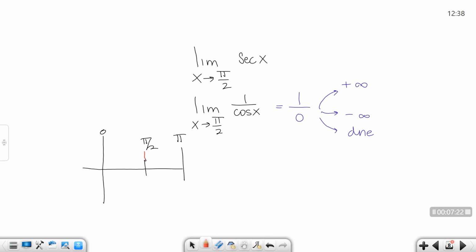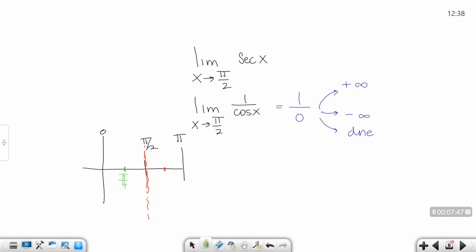Okay, here's pi over 2 right here. I'm going to have an asymptote there because that's what made my denominator 0. So I need to pick a number on this side of pi over 2 and a number on this side of pi over 2. It can be any angle you want. An angle that I like to use is 45, so that's pi over 4. That's what I'm going to choose on the left. On the right, I can choose a pi over 4 in that quadrant.